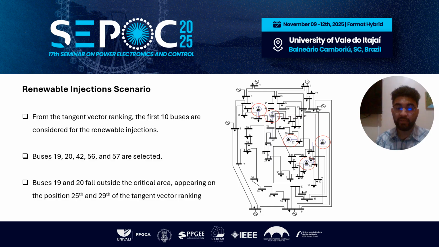Buses 19 and 20 fall outside the critical area, appearing in positions 25 and 29 of the tangent vector ranking. This is important to notice because our critical area, if we remember, basically encompasses all of these buses, and we managed to put these three renewable sources in these buses, but these two are outside the area. We did it this way just to analyze the effect of having renewable injection outside the critical area, and what's going to happen if we have renewable injection inside the critical area.